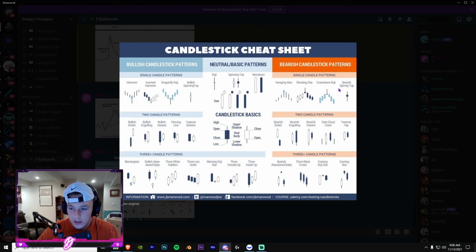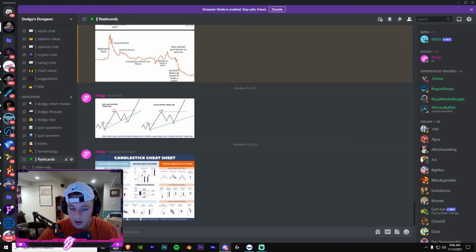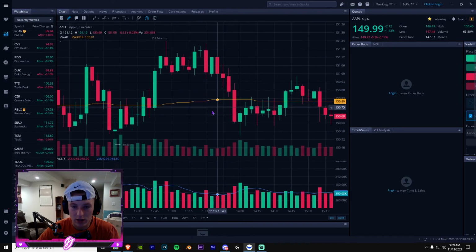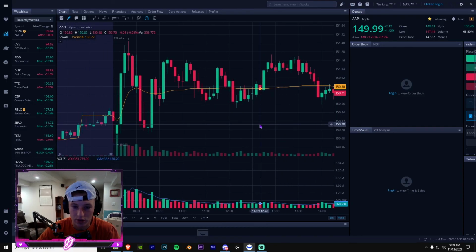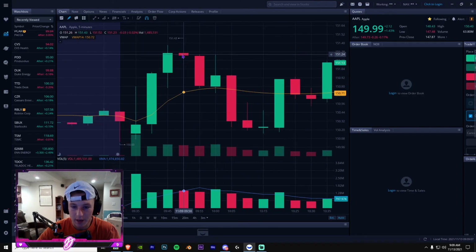The third candlestick I use is bearish spinning top. So I love using spinning tops. And you got to understand, spinning tops, dojis, they all tell you the same thing. They're literally just indecision in the price. So this is a spinning top right here.